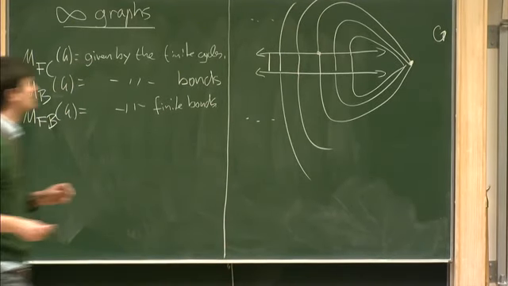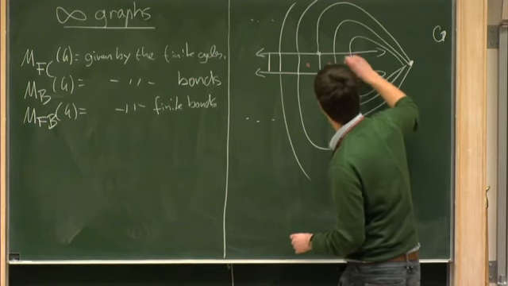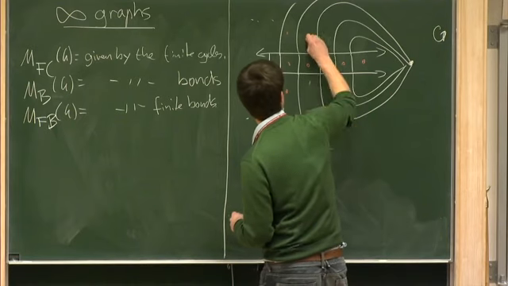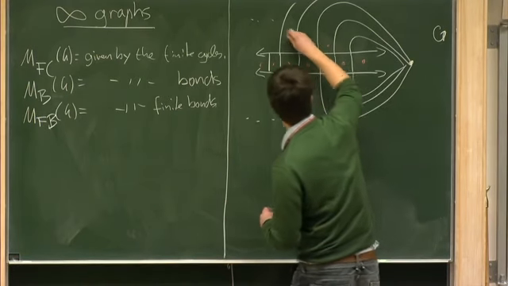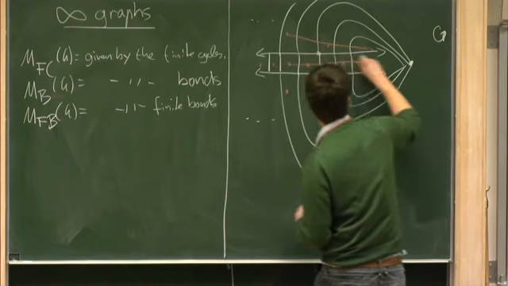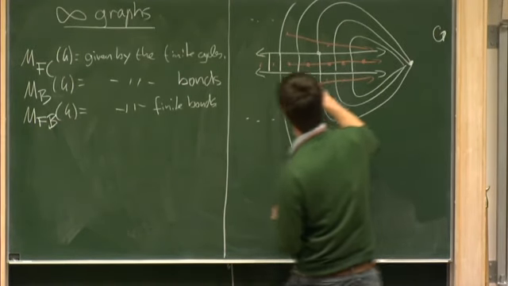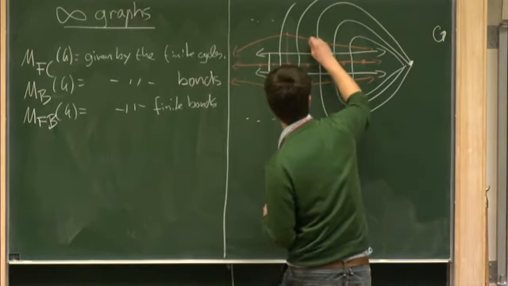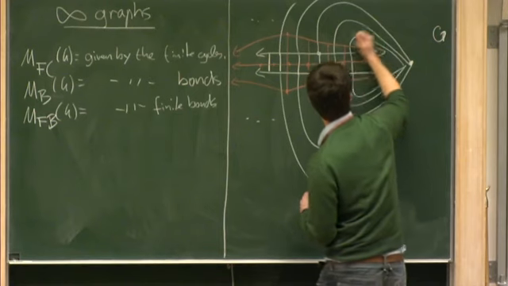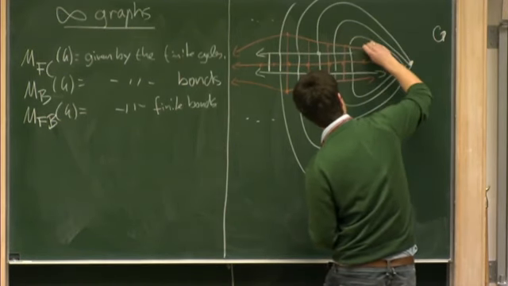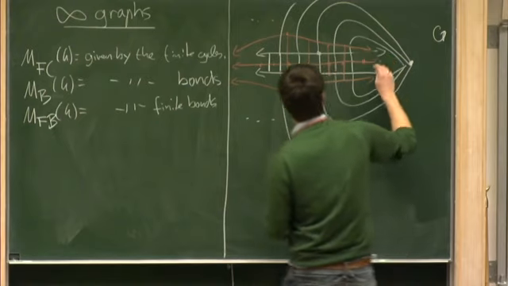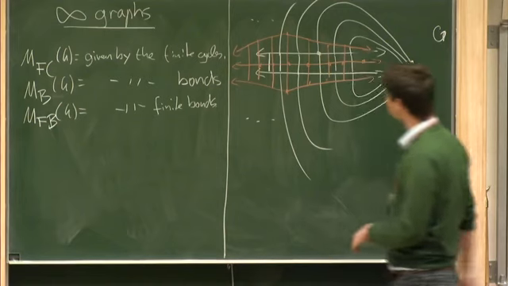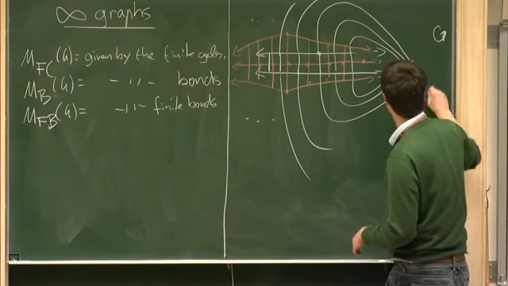Right, so now let's draw the dual graph. So we now put a vertex into each face. Then you have all those edges. Right, so that's the dual graph G star.